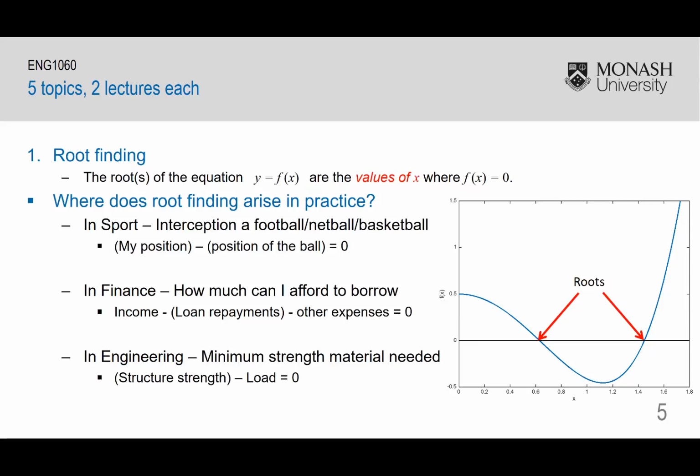In engineering, it's a very, very common occurrence. For example, the minimum strength of material needed in a particular application. So for example, the structural strength of my structure minus the load that my structure is going to incur needs to be 0. Well, it certainly needs to be bigger than that actually, otherwise you'd be close to failure. But this tells you what the minimum strength is.